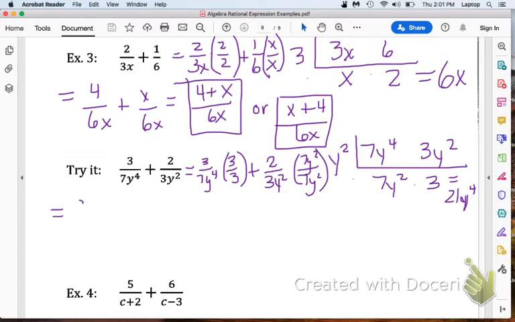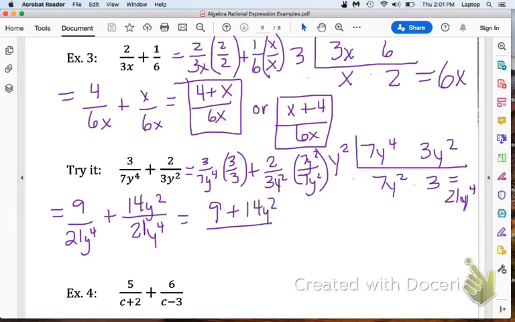3 times 3 is going to be 9 over 21y to the fourth plus 2 times the 7y squared is 14y squared over 21y to the fourth. So 9 plus 14y squared over 21y to the fourth. 9 does not have a factor of y. We cannot cancel or simplify any y's.